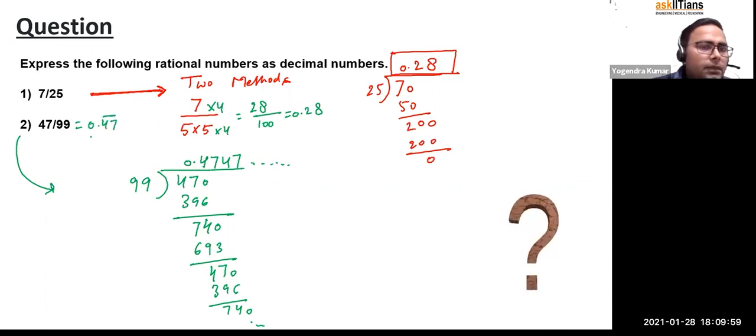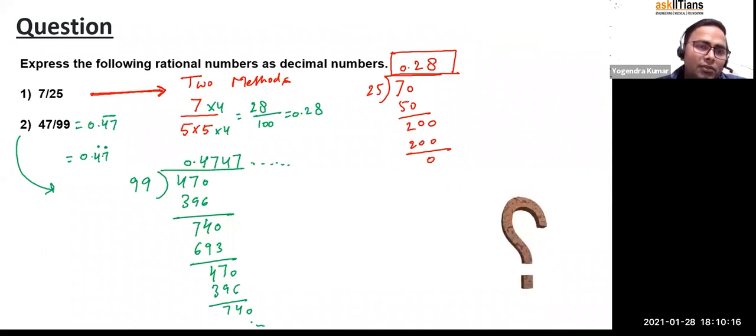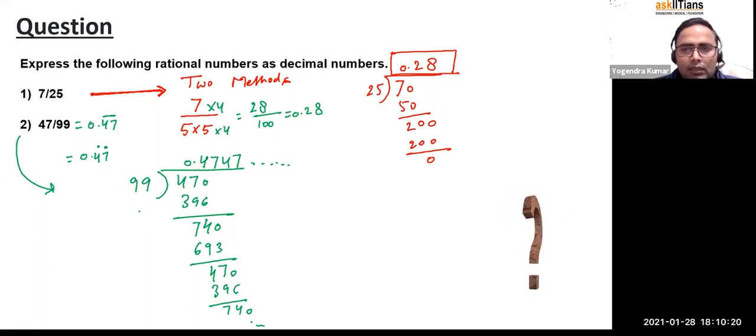0.47 repeating. 4 and 7 both are repeating. That's why we make this notation on both, to show that they are repeating. In a few books, they might write it this way also, so don't get confused. It means 4 and 7 both are repeating. But generally, it will be a bar over it. So that is the representation.